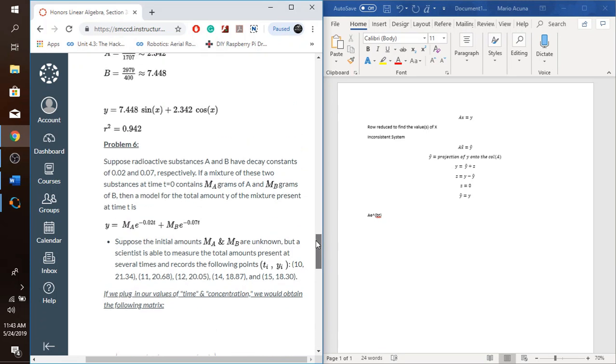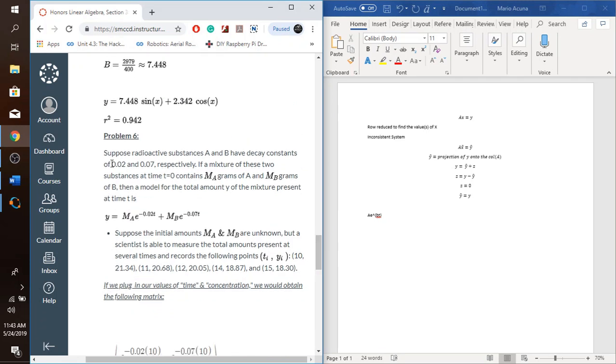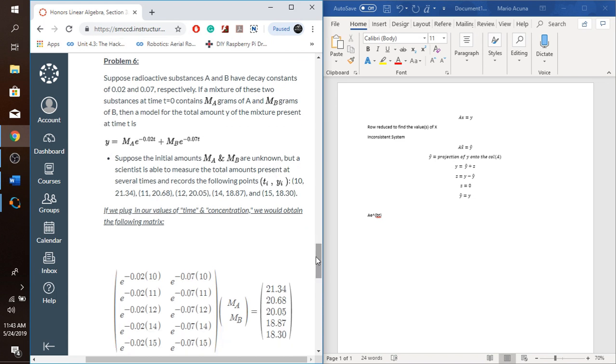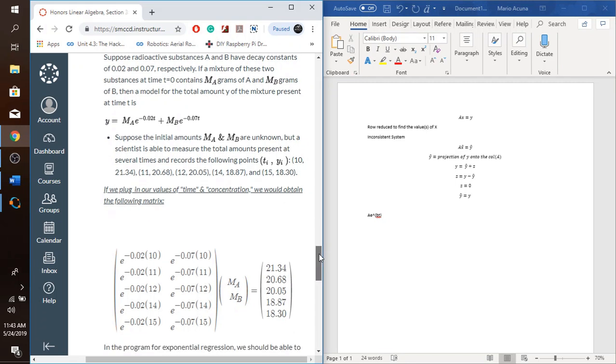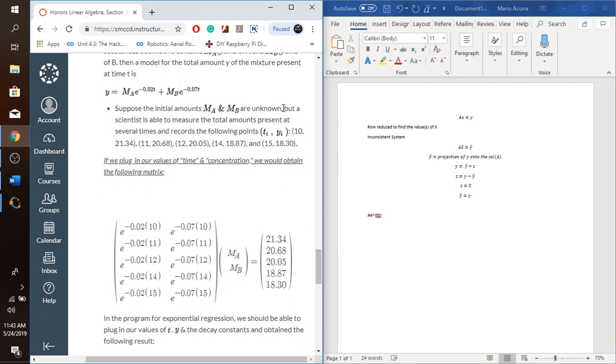So, for example, on this problem, they give you the growth factors, which are negative 0.2 and negative 0.7. I forgot to write the negative here, I'll add that on later on. And then you're asked to find the MA and the MB values, which are the initial values, and they are unknown.